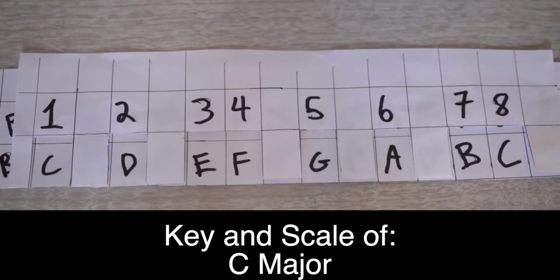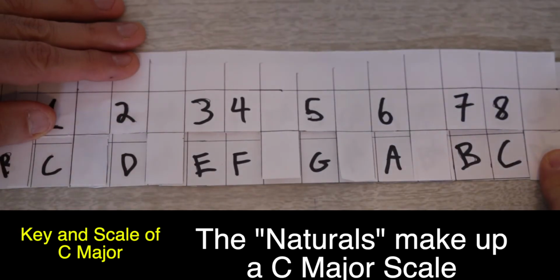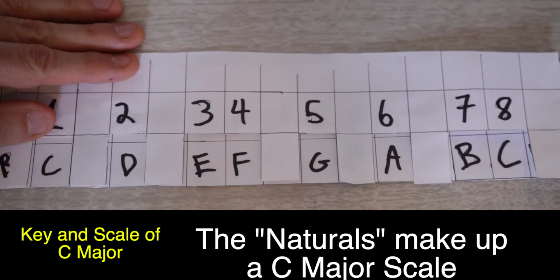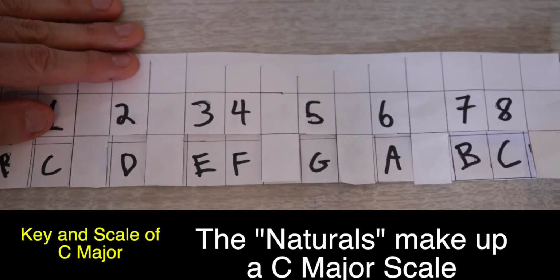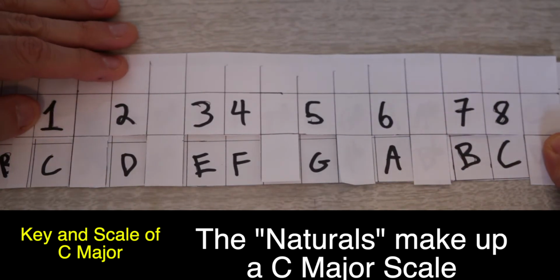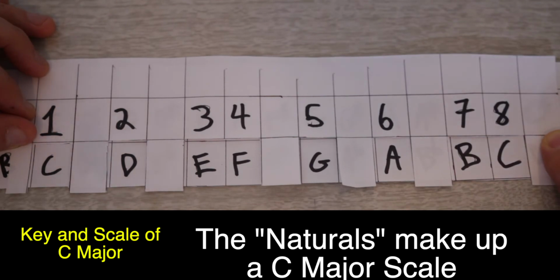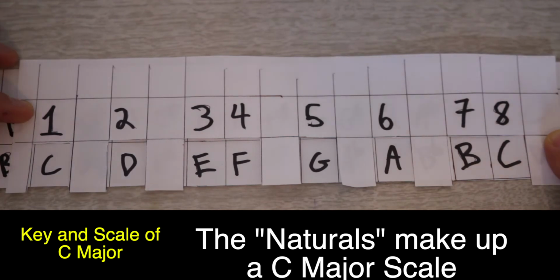It's all the naturals. What you can see from that is that the notes are laid out in such a way that all the natural notes are already set up in the formula for a major scale. C, D, E, F, G, A, B, C. Nothing needs to be adjusted. No sharps, no flats. That's all white keys is the key of C.